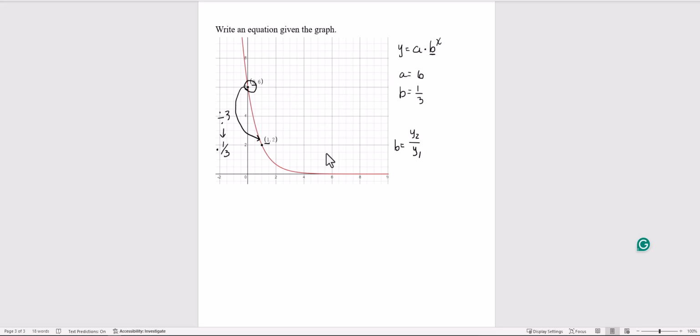Be careful on this one, because our second y value in this problem is 2. Our first one is 6. So be careful not to make the mistake of always putting the larger number on top. We always want to make sure that we're taking the second point, putting it on top. The first point goes on the bottom. 2 divided by 6, or 2 over 6, is the same thing as 1/3, which is what we got a while ago. And then when we would go to write this equation, it would be y equals 6 times 1/3 to the x. And that, my friends, is how we write an equation in exponential form from a graph.